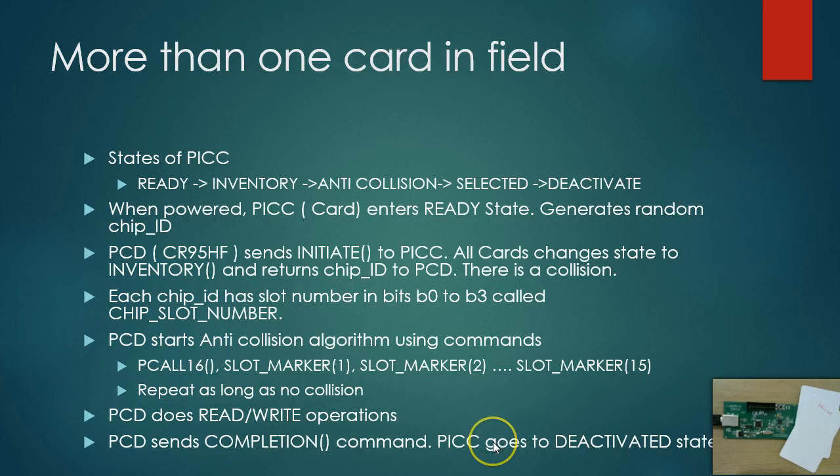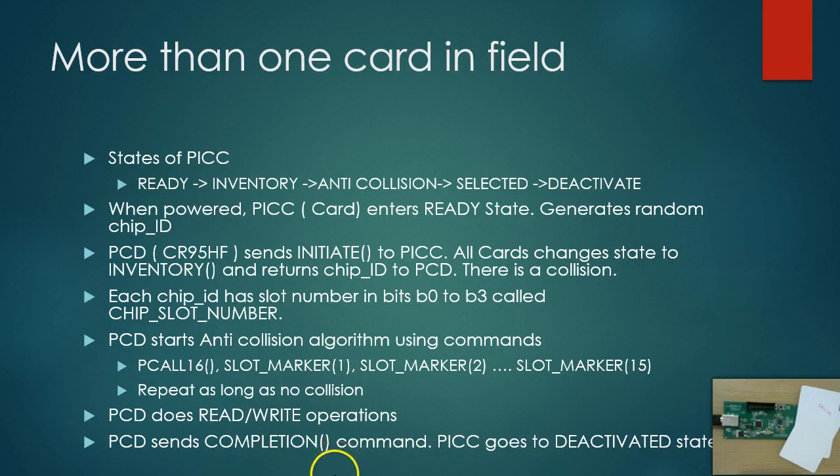Okay, so once it is done, the PCD can do the read and write, then it will send the card a completion command. This will make the PICC go into deactivated state. The PICC again selects the next slot. So basically the PCD selects the next PICC. This thing repeats again and again until all the cards in the field are processed.